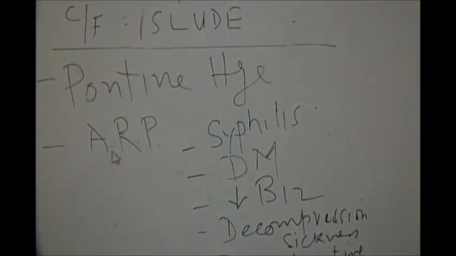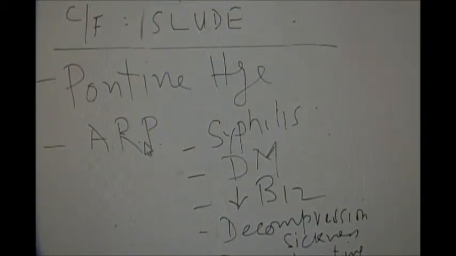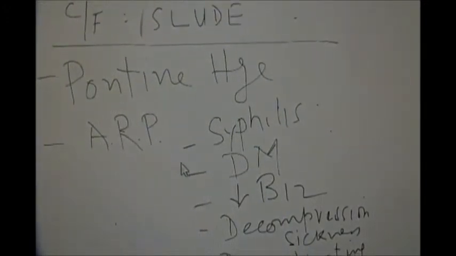ARP, Argyll-Robertson pupil, in which the accommodation reflex is present and the light reflex is absent. It occurs in syphilis, diabetes mellitus and vitamin B12 deficiency.